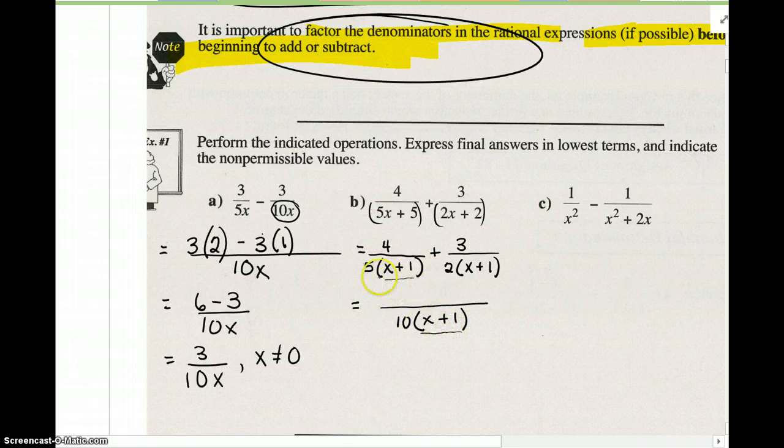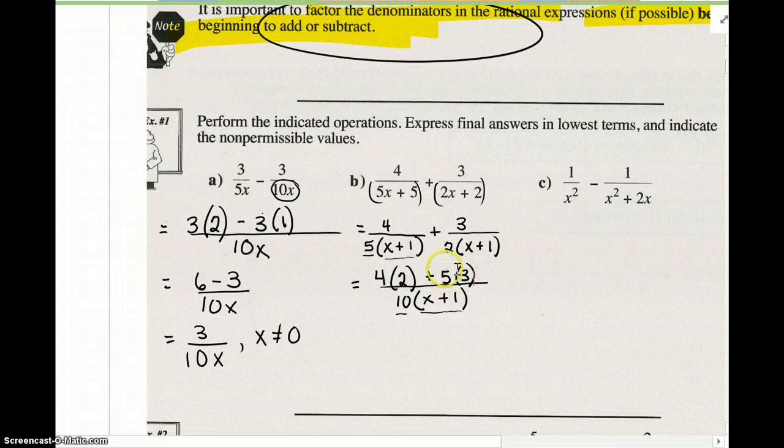All I need to do is say, how many times does 5 go into 10? That would be 2. So I'm going to take my 4 and multiply it by 2. And the same thing here. I know that 2 goes into 10 5 times, and I will multiply that with the 3. Actually, I kind of was doing it the other way. I was putting the 3 first, and then I will multiply it by the 5. That will take us to a common denominator of 10.